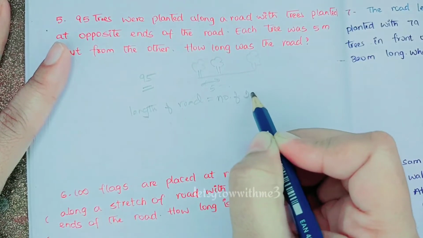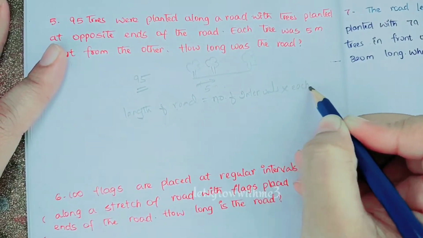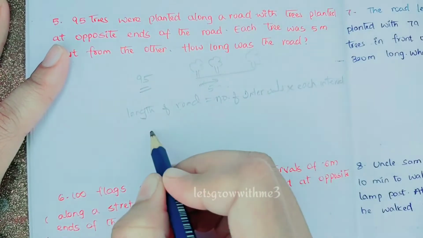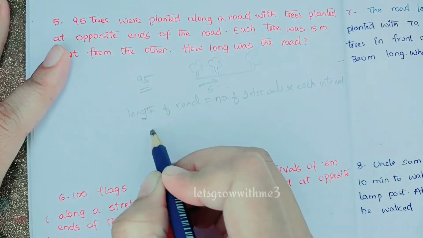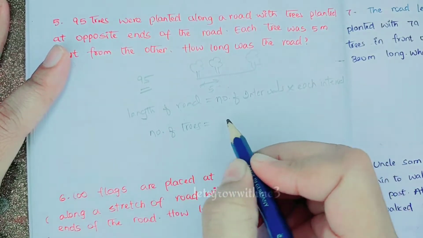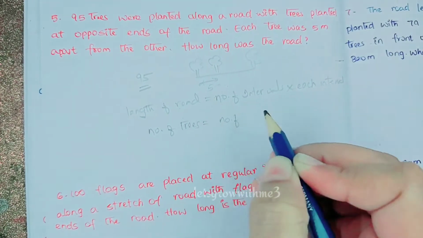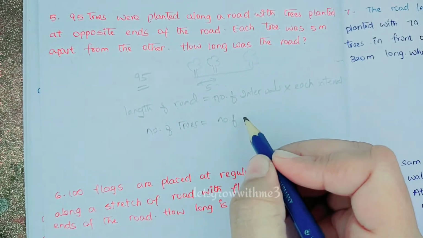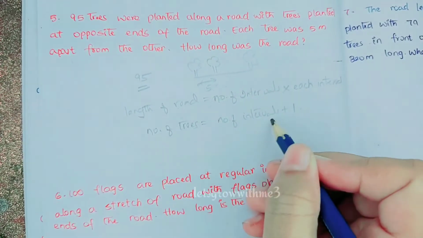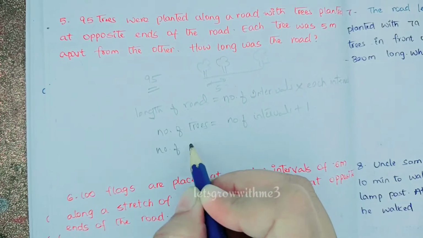So this is the number of trees. We are not given the number of intervals. So we need to get the number of intervals to find out the length of the road. The length of the road is equal to the number of intervals times each interval length. But here he has given the number of trees. So what's the relationship between the number of intervals and the number of trees? The number of trees is equal to the number of intervals plus 1. From this we can get the number of intervals. So the number of intervals is equal to the number of trees minus 1. Most of the students will make mistakes here.